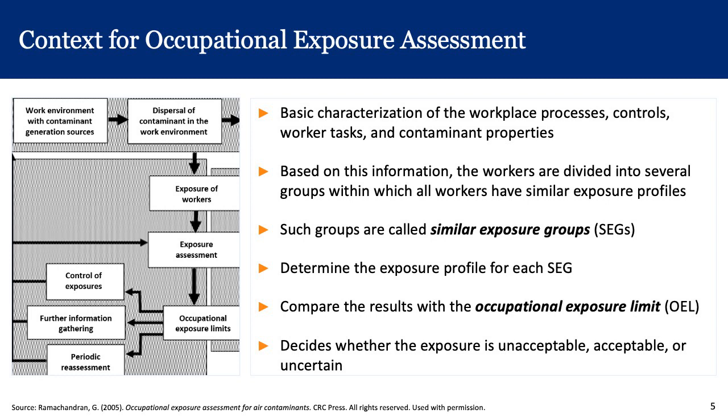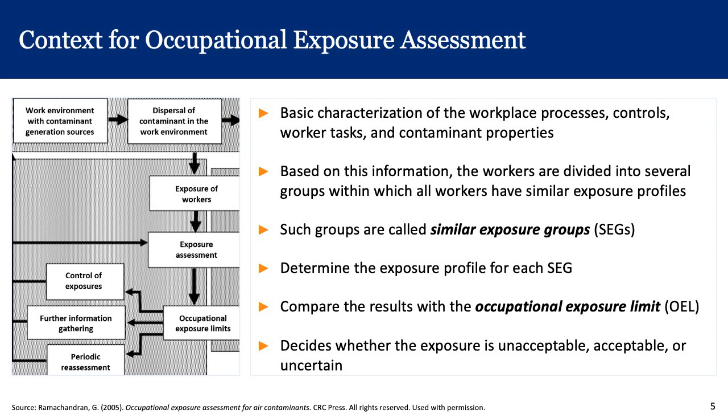And then finally, the exposure assessor needs to understand the contaminant properties. So again, looking at airborne contaminants, is it a gas or a vapor or an airborne dust? And is it a volatile chemical or not so volatile, semi-volatile or non-volatile chemical? Because all of these properties will affect the worker's risk of being exposed to the harmful contaminants. Based on this basic characterization, the workers are then divided into several groups that are called similar exposure groups.